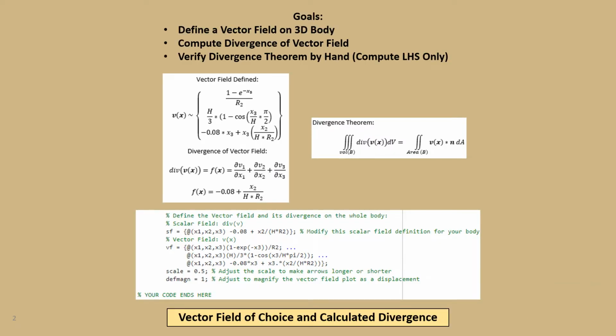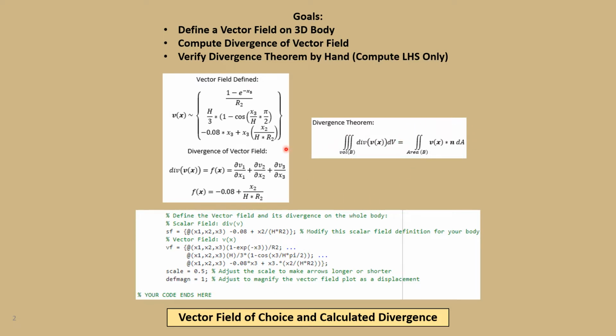The goals for this week's project I have highlighted above, where we are tasked with defining a vector field on the 3D body of our choosing, and we can go ahead and use the same body that we've been using for the past couple of projects, as well as to compute the divergence of that vector field of our choosing, and to verify the divergence theorem by hand by computing the left-hand side of the divergence theorem and comparing that with the output of our MATLAB result.